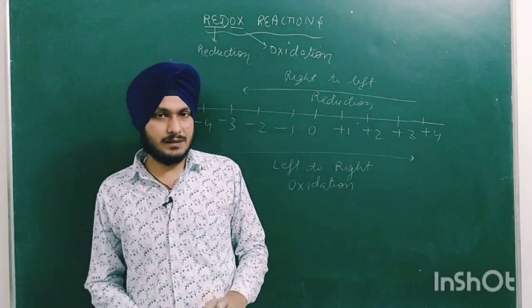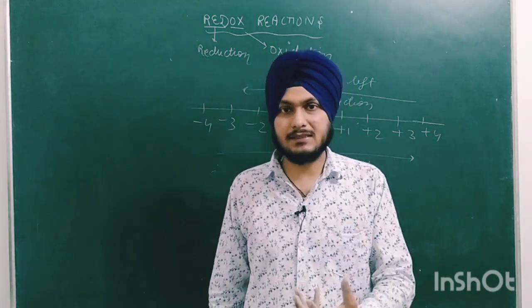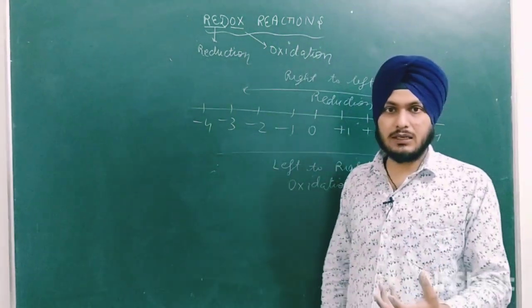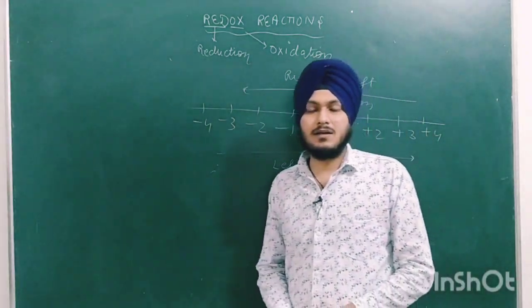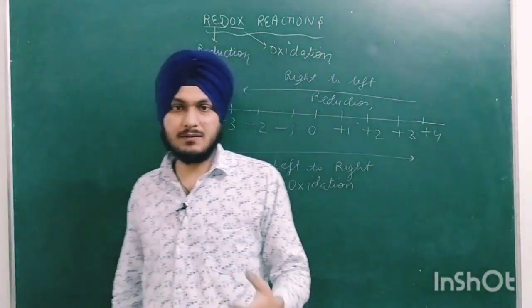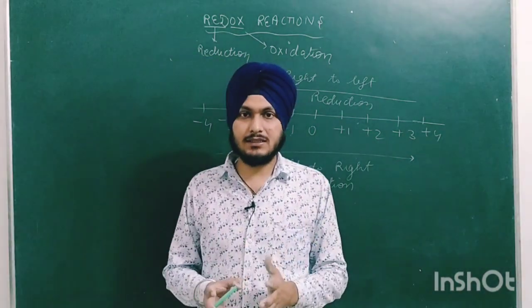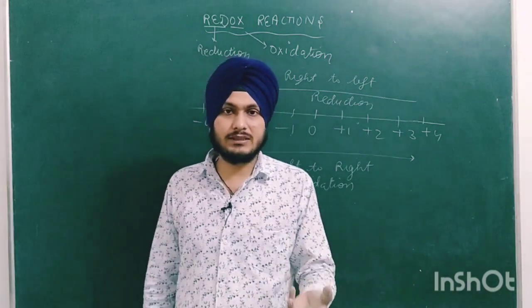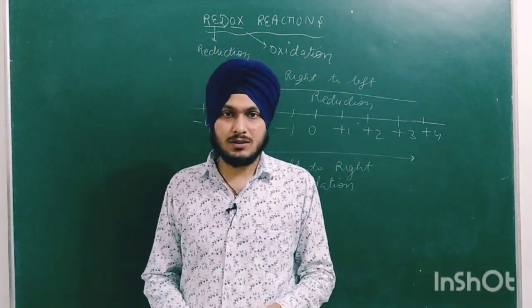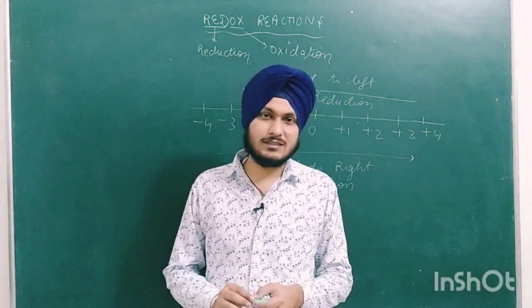I think this much is quite enough for this particular lecture, and we will discuss how to calculate the oxidation state, the oxidation number. Before moving on to oxidation number, we have to do some rules in order to calculate the oxidation number, and we will also discuss some terms like oxidant and reductant. I hope you found this lecture very helpful, and thank you so much for watching the lecture.